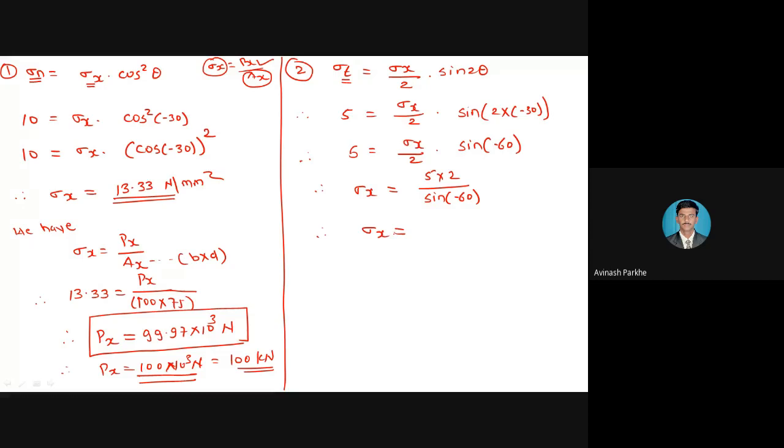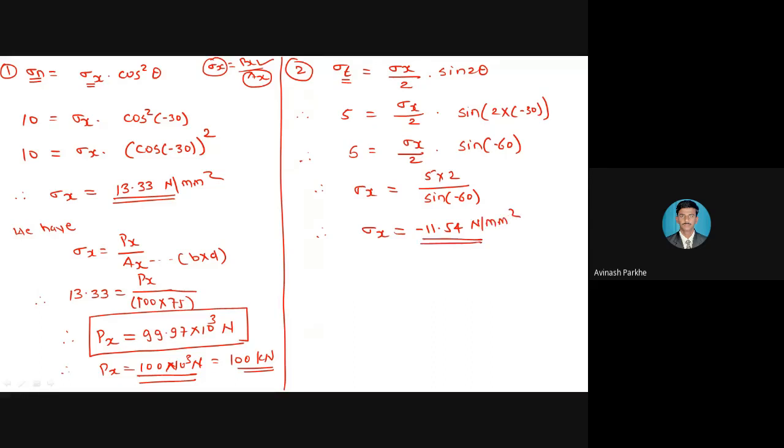Sigma x value by using the tangential stress or the shear stress formula. Here you have to take the theta value as a negative. Therefore, minus 30 I have taken. So 2 into minus 30 you will get minus 60. Therefore sine minus 60. What will be your answer, sigma x value? Minus 11.54 Newton per mm square.